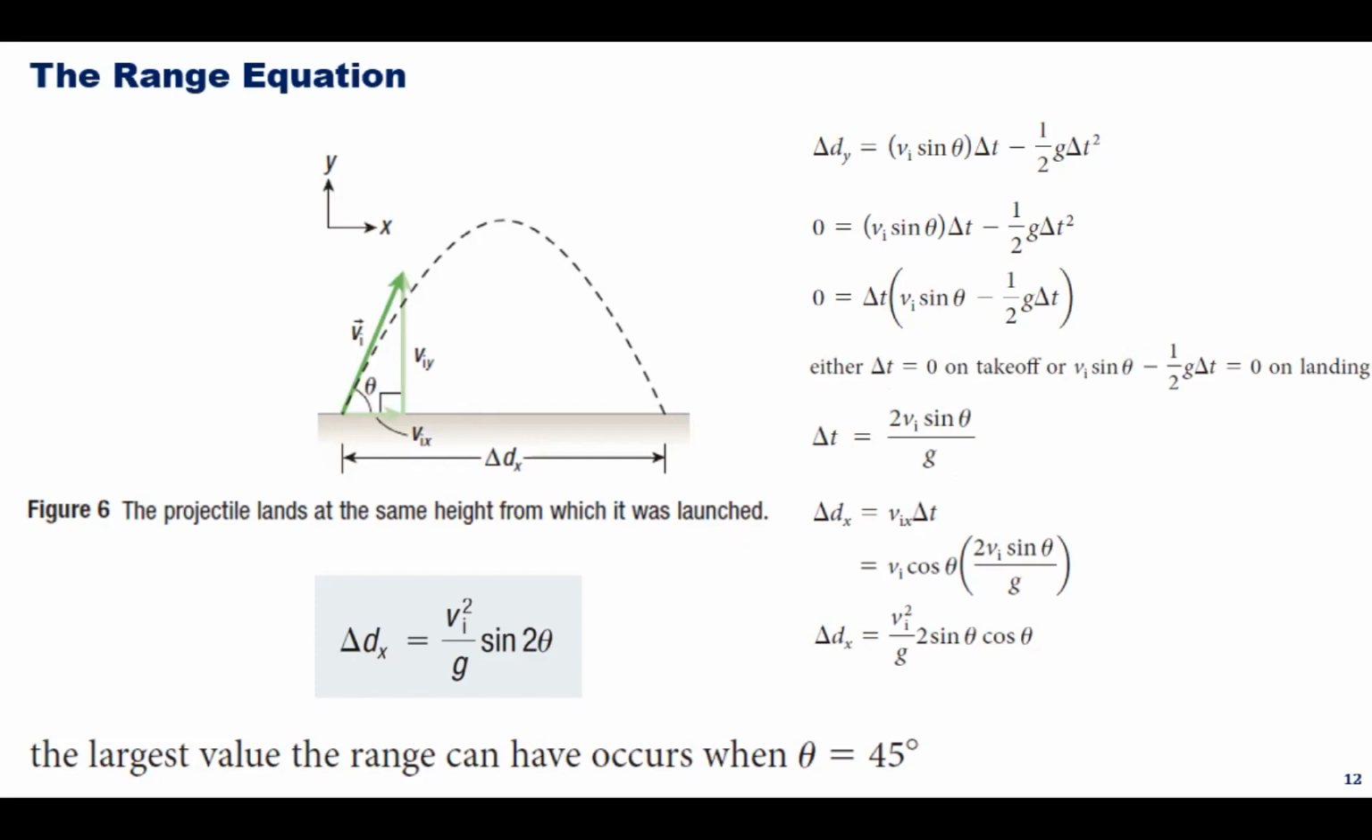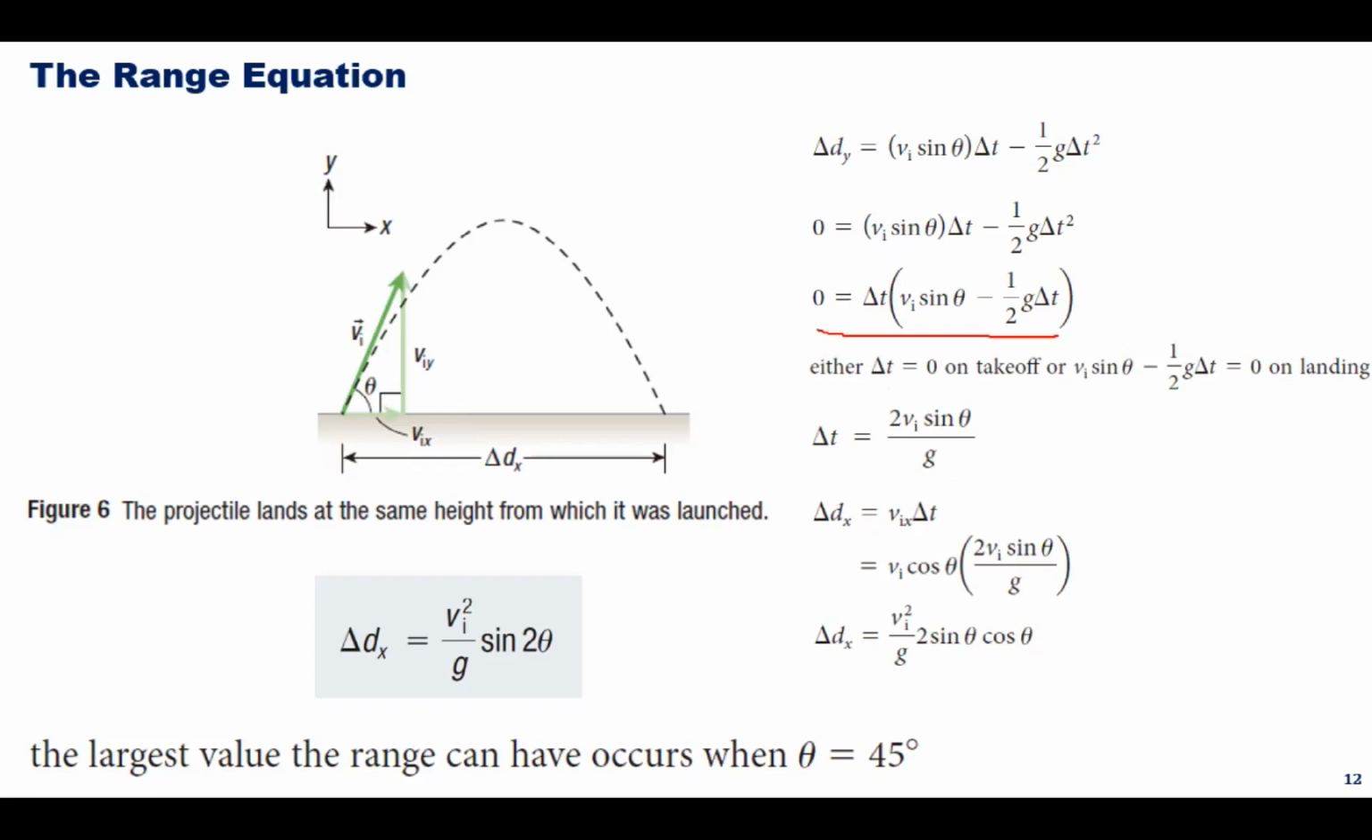Well, put the common factor delta t in front, we have 0 equals delta t times (vi sine theta minus 1/2 g delta t). Therefore, we have either delta t equals 0 on takeoff, or vi times sine theta minus 1/2 g delta t equals 0 on landing. Solving this latter equation for delta t gives us the following equation. Delta t equals 2 vi sine theta divided by g.